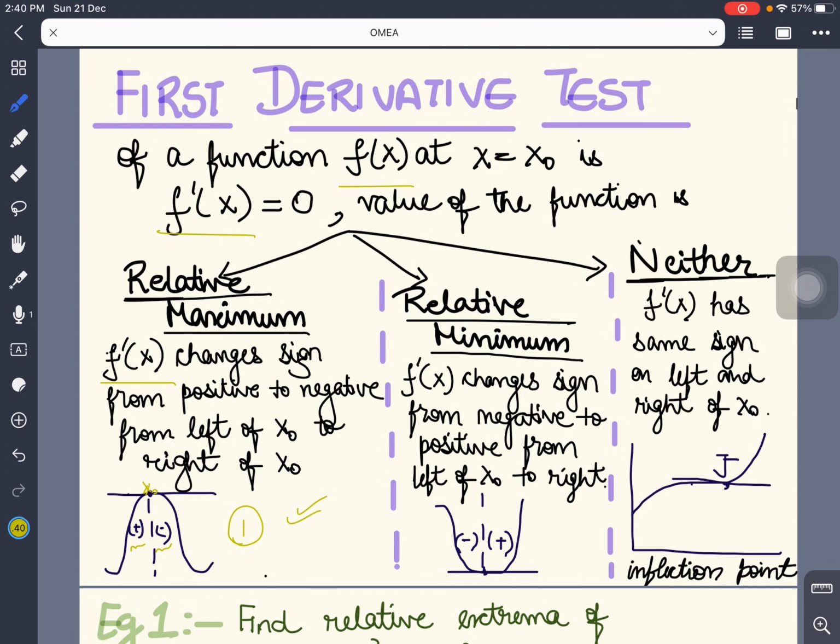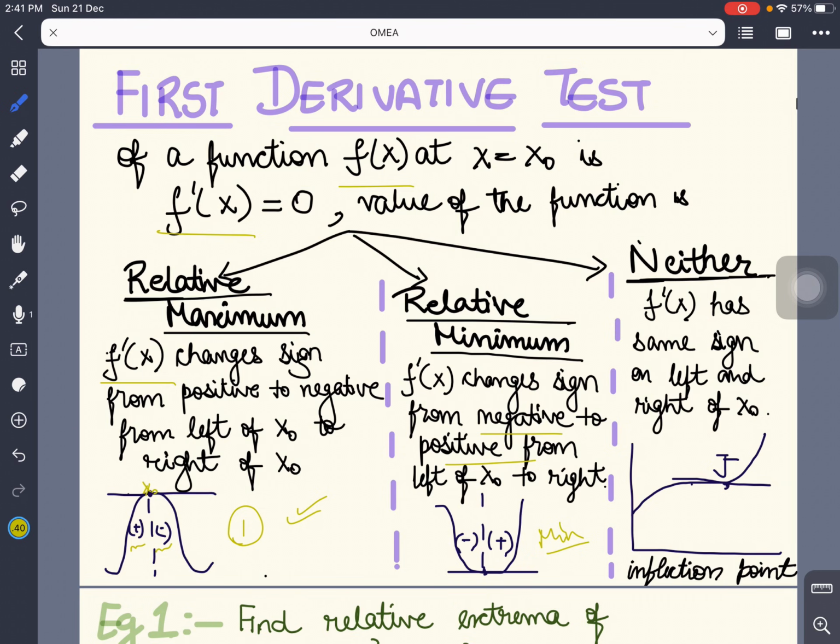If f'(x) changes its sign from negative to positive, that is a relative minimum point, as in figure 2. As you can see, it first goes down, negative, and then has a positive sign, indicating a relative minimum.